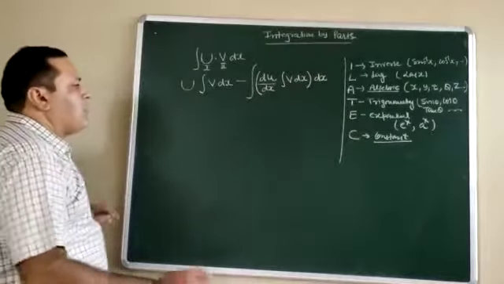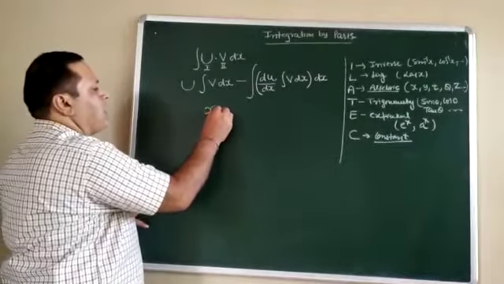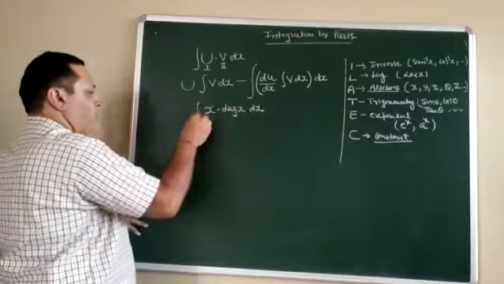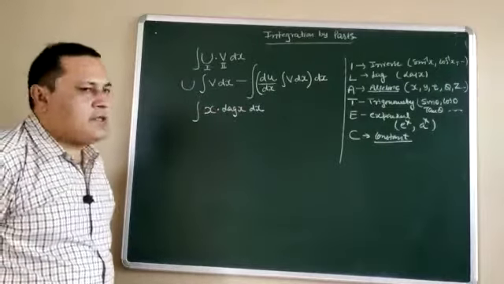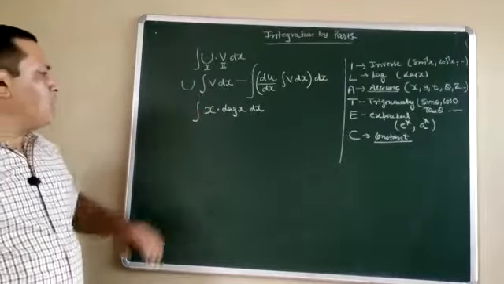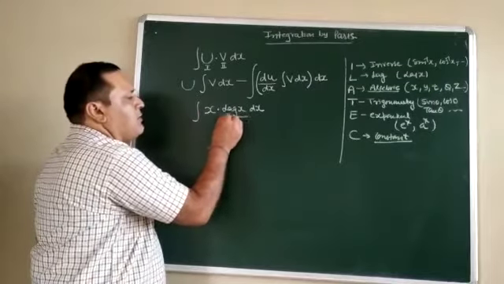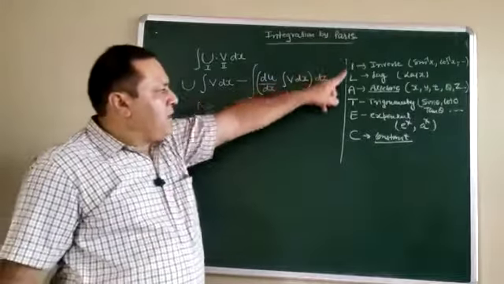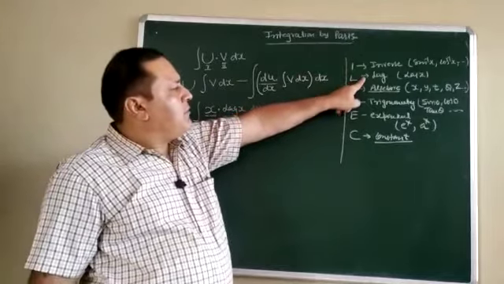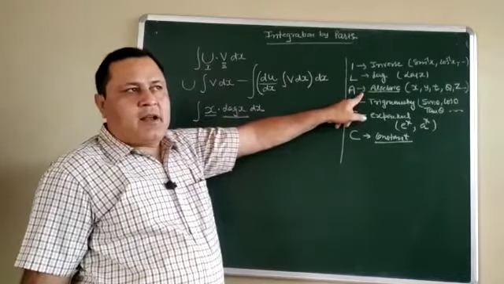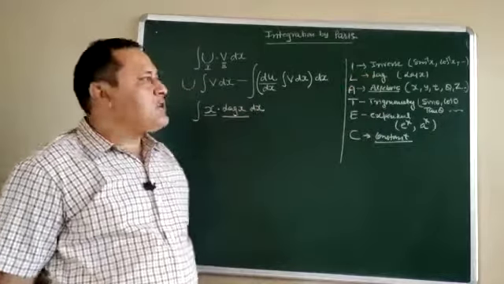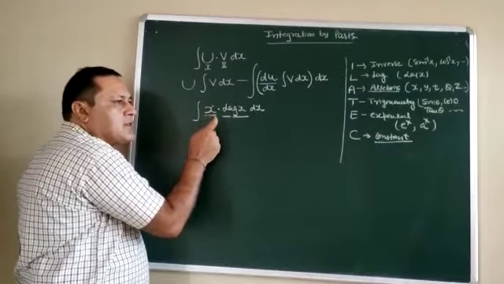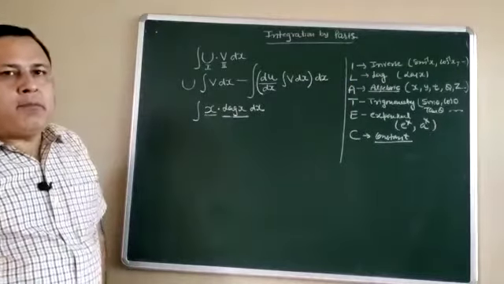Now let us discuss one question. Find the integration of x into log x dx. If you observe, log is a logarithm function and x is an algebraic function. Which comes first? The logarithm function comes first and the algebraic function comes second. It means the log function becomes u and the algebraic function becomes v. This is the important step regarding integration by parts.